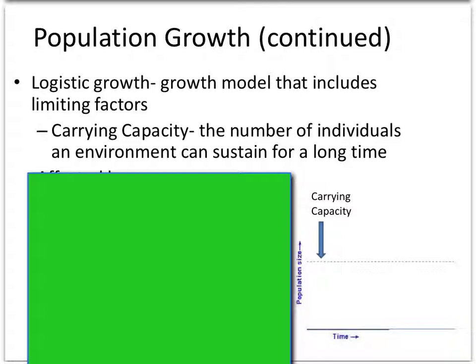So I'm going to say go ahead and draw this graph on your paper somewhere, probably just off to the right or just below a little bit. Label up your axes. We've got time on the x-axis, population size, and then I've got this dashed line here, which is going to represent our carrying capacity.